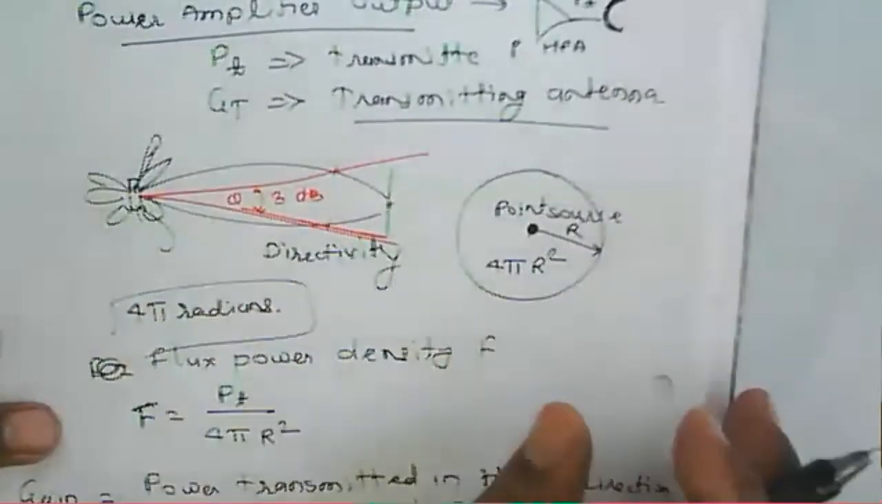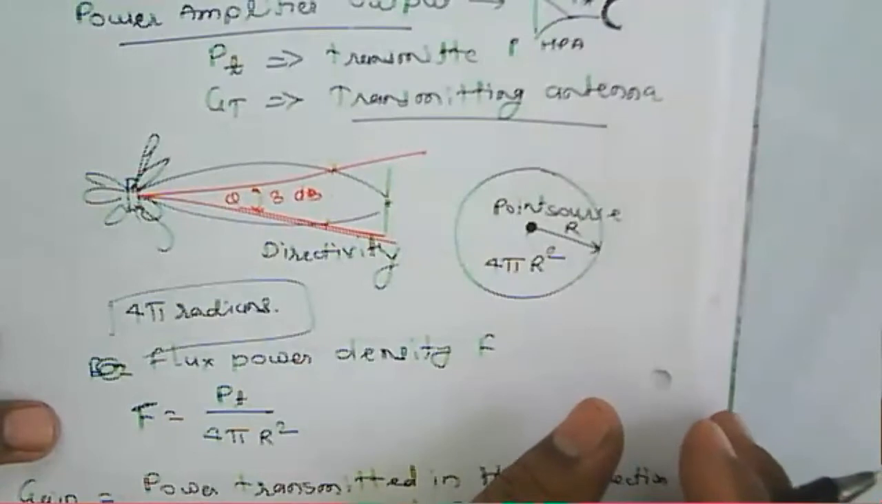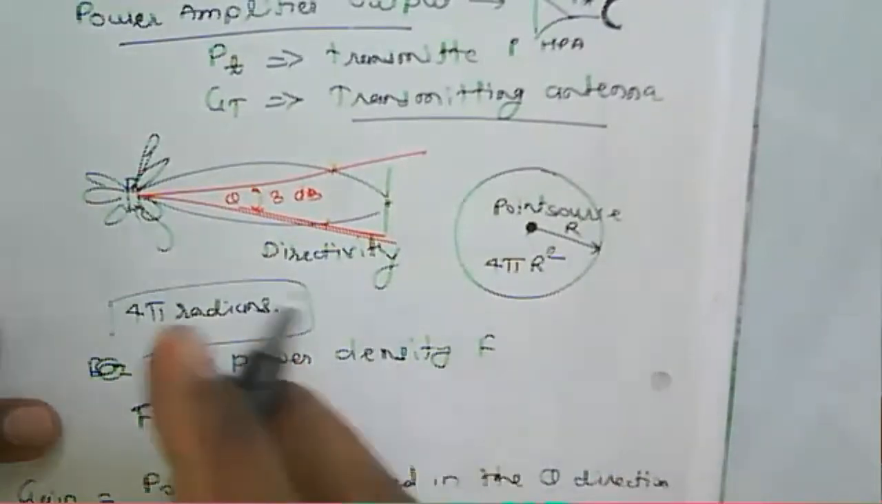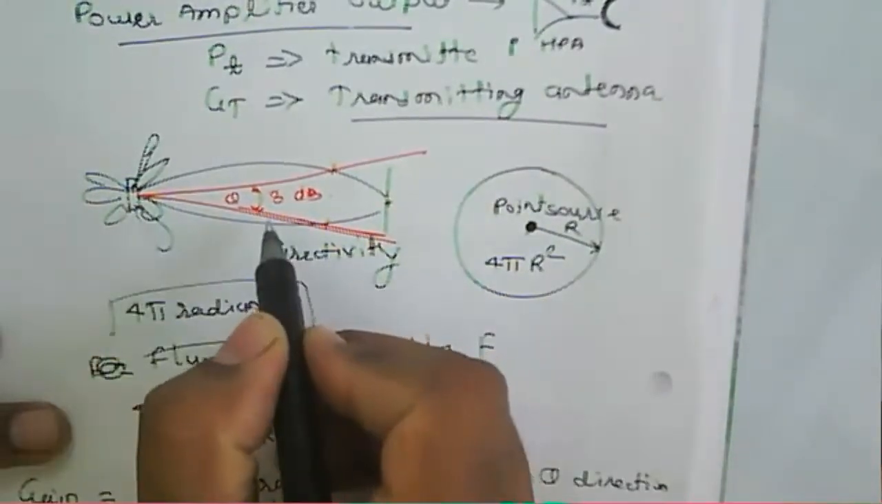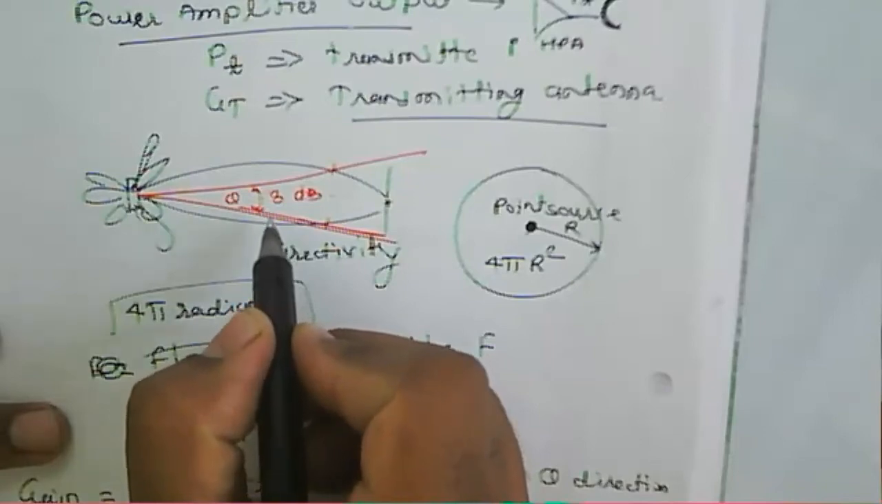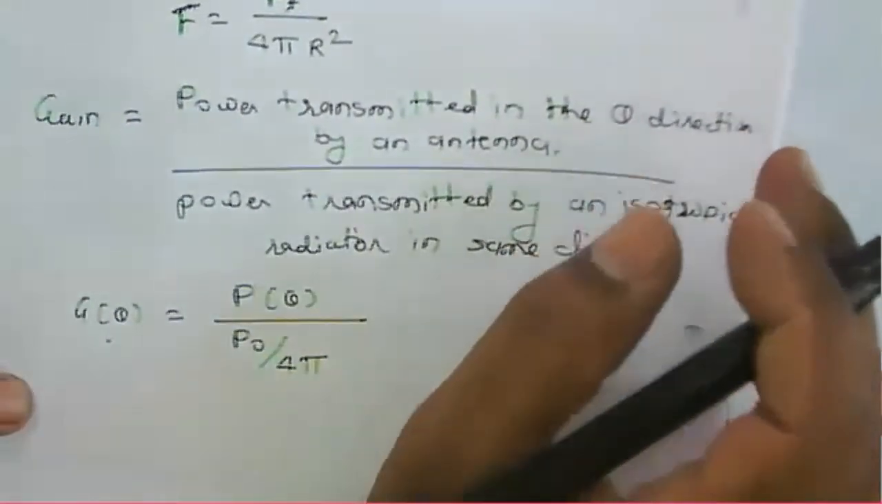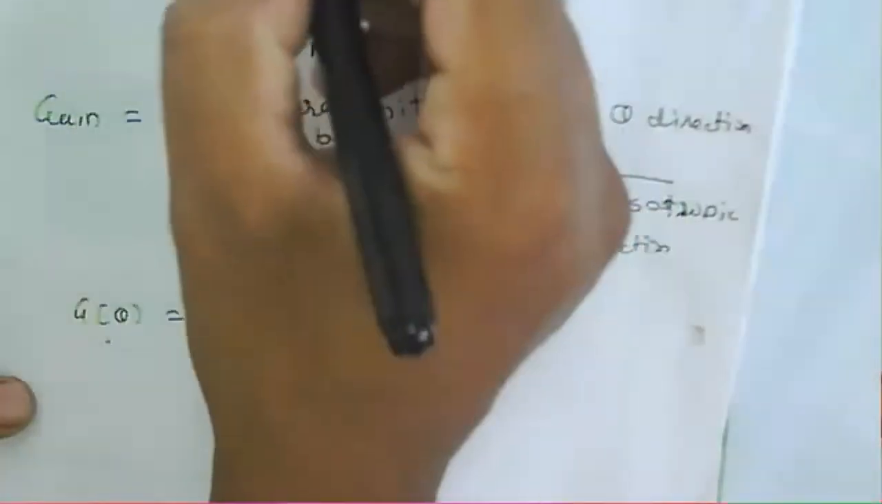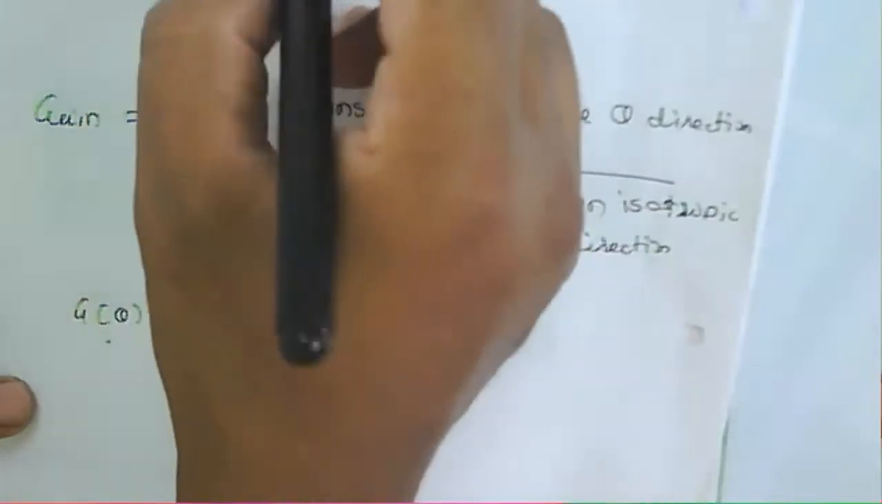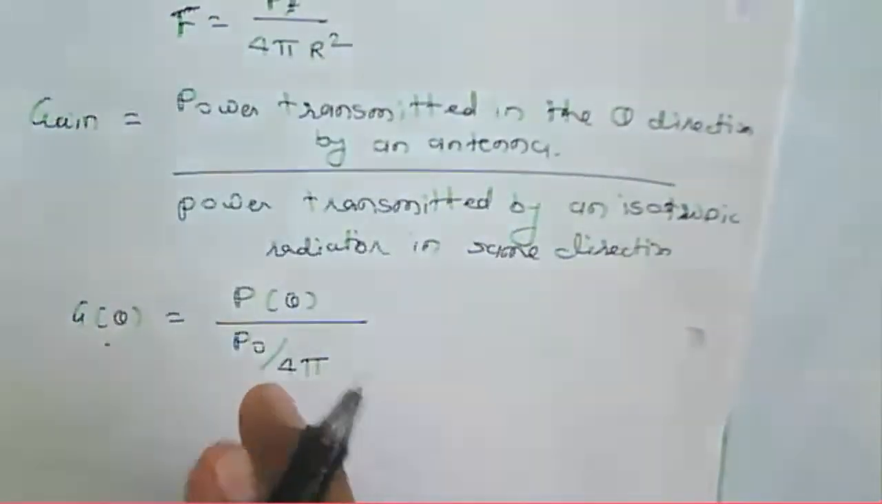So that's why we should know what the radiation pattern of the antenna will be, so that we can calculate in which direction we are getting the maximum power, so that we can calculate the bore site of an antenna, or we can calculate what the beam width of the antenna will be.